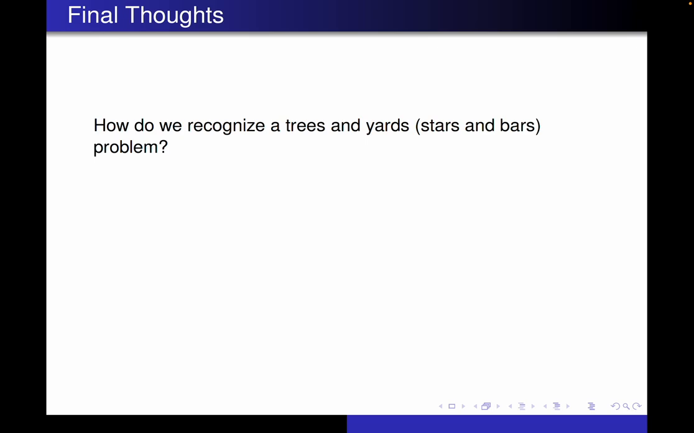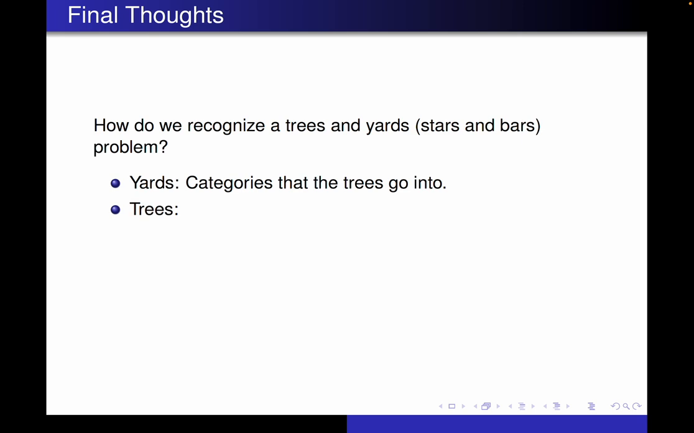So looking back at that problem, it might be helpful to think about, how do I recognize a trees and yards problem, a stars and bars problem, if I encounter it? Well, think about what the yards represent. What the yards really represent are categories. These are the categories that the trees go into, right? So each yard represents a category that the trees go into, just like each candidate in the election represented a category that our voters got associated with.